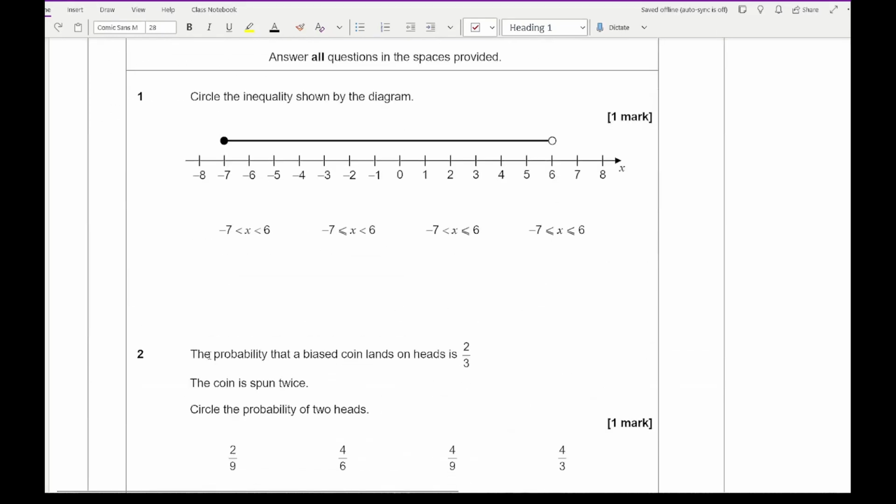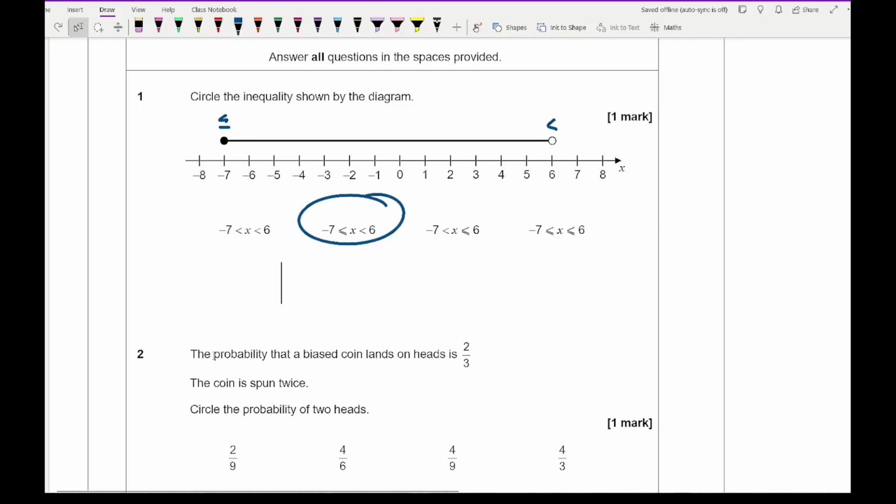Looking at question 1, which involves number lines and inequalities, it says circle the inequality that shows the diagram. Because the dot on the -7 is shaded, that's going to be a less than or equal to, greater than or equal to. And because the one on the 6 isn't shaded, it's not going to have an underline next to it, so it's going to be our second option.